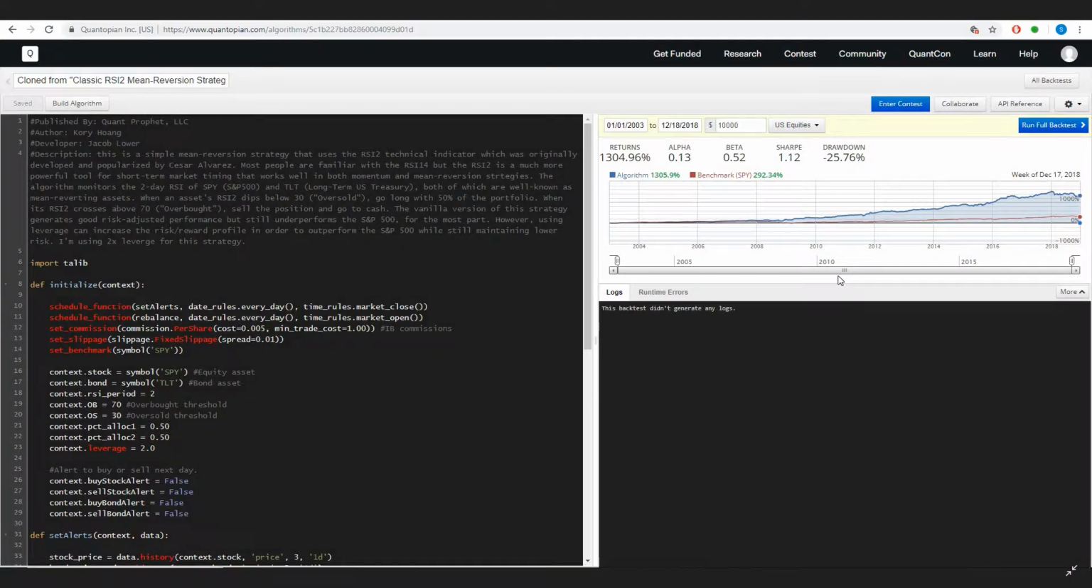And then I'll just leave you with this. This is a mean reversion strategy algorithm, which sounds very complicated, but it's not. It was made by Corey Hong, developed by Jacob Lauer, as you can see up here. And just to oversimplify what this means, this algorithm is run using RSI 2, which is, we discussed RSI 14, the exact same thing, just a different time period.